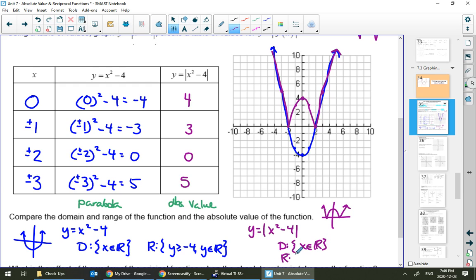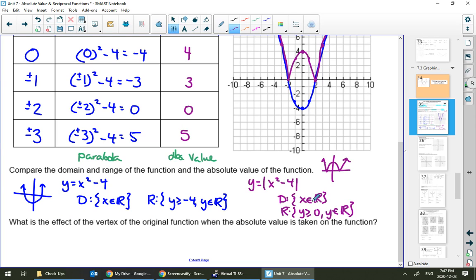And our range. Notice now everything is flipped up. So we have y is greater than or equal to 0, and y is an element of the reals. With our original function, we had an absolute minimum at y is greater than or equal to -4. With the absolute value function, that minimum has now flipped up, and we have what's called a local maximum.